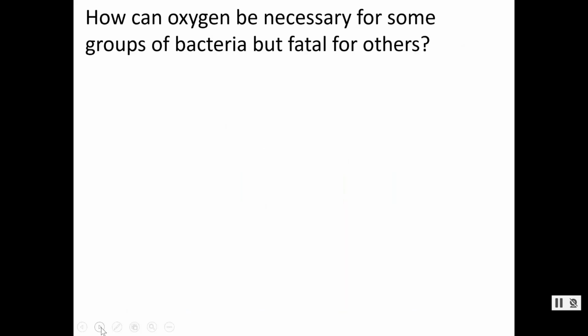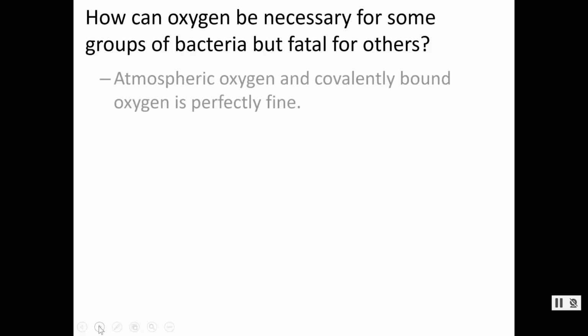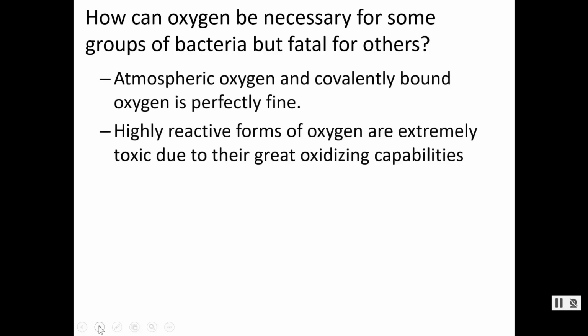So why is oxygen necessary for some and fatal for others? When I'm talking about oxygen, we're usually talking about atmospheric oxygen, covalently bound. This is O2. I remember when we talked about metabolism, we said O2 is not a problem. O2 is two oxygen atoms covalently bound. They're sharing electrons. It's very stable. This oxygen is fine. This oxygen doesn't kill anybody, microorganisms, anything.